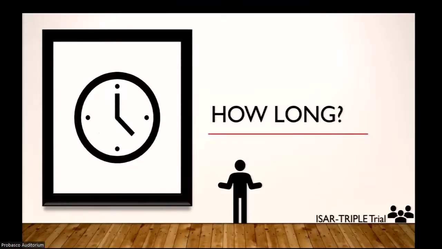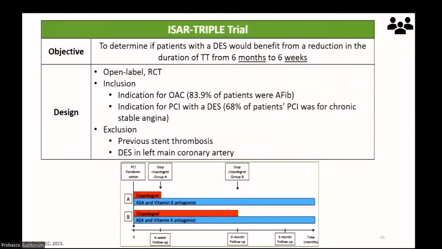So how long? This will lead us into the ISAR-TRIPLE trial. The objective of this trial was to determine if patients with a drug-eluting stent would benefit from a reduction in duration of triple therapy from 6 months to 6 weeks. The researchers chose their timeframes for triple therapy based on the fact that dual antiplatelet therapy is generally recommended for at least 4 weeks for bare metal stents and 6 months for a drug-eluting stent.